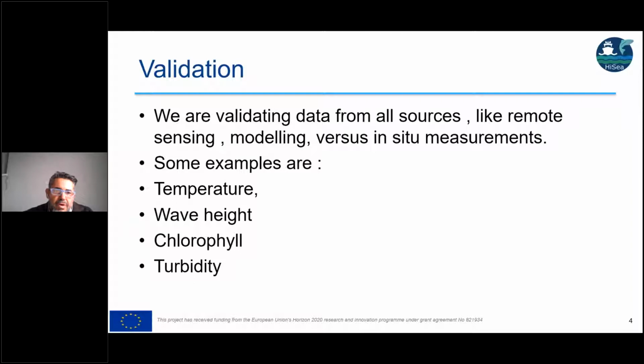Before we continue, I would like to tell you that we are validating data from all sources, like remote sensing and modeling versus in situ measurements. It is important for us to know that what we give you to see is close to reality. Some examples of validation are temperature, wave height, chlorophyll, turbidity, and there are many others that we are currently working on.